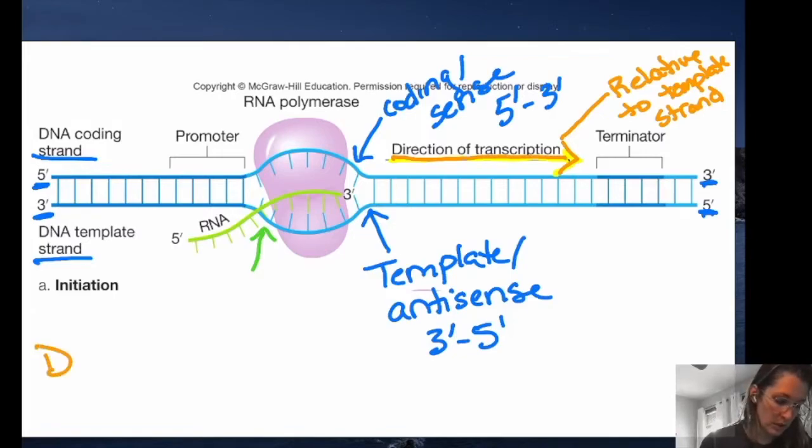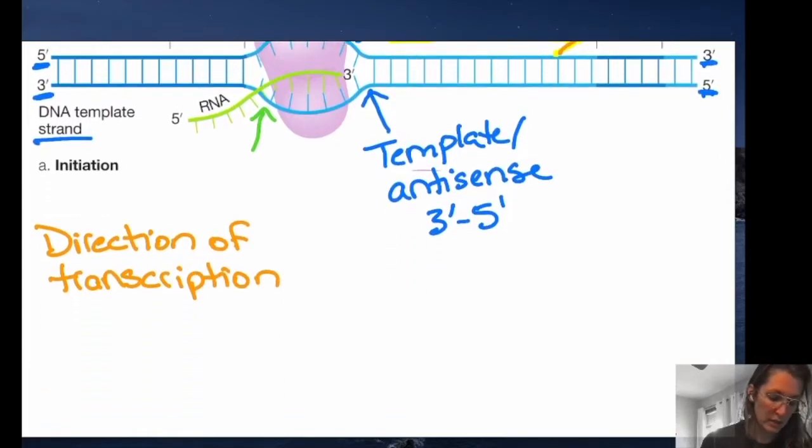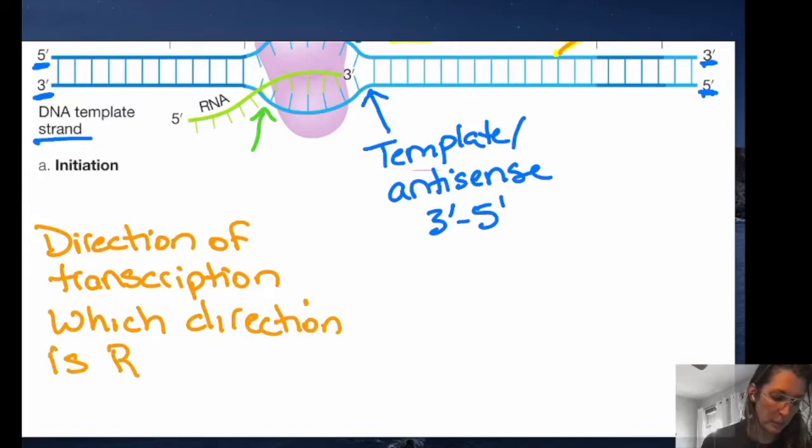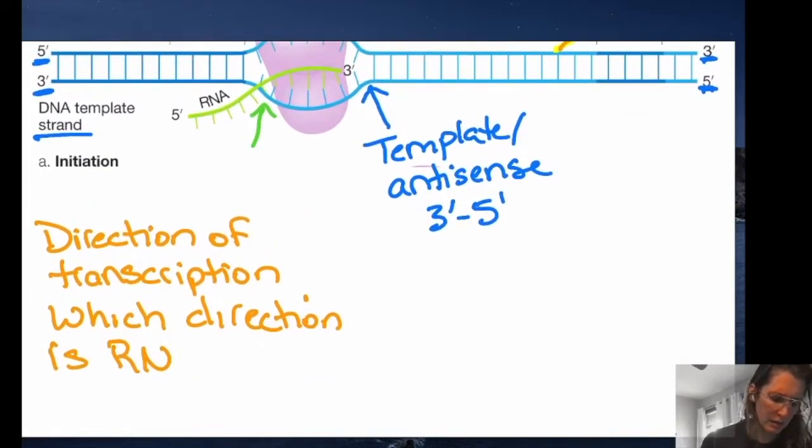So for the direction of transcription, a question you can ask yourself is, which direction is RNA polymerase reading? Did I say RNA? RNA polymerase. I apologize if I just said RNA. And an abbreviation, a way that we very, very commonly talk about polymerases is we'll just say RNA pol. That's short for polymerase. So which direction is RNA polymerase reading?